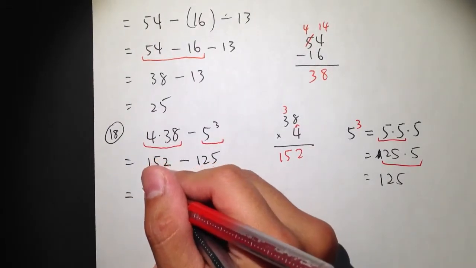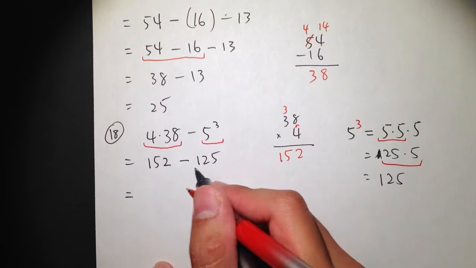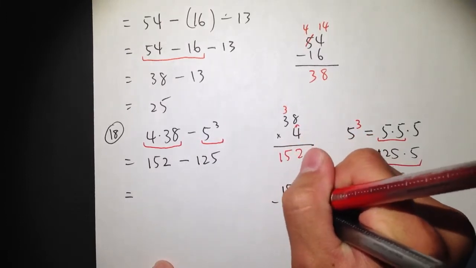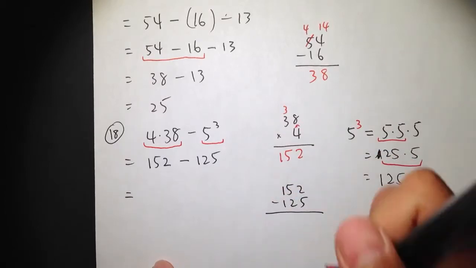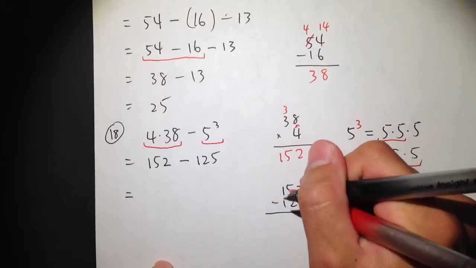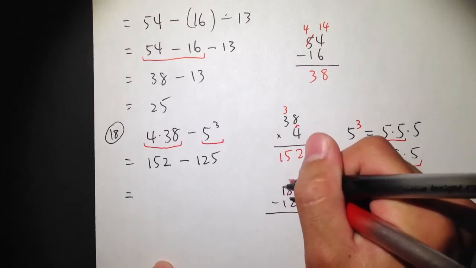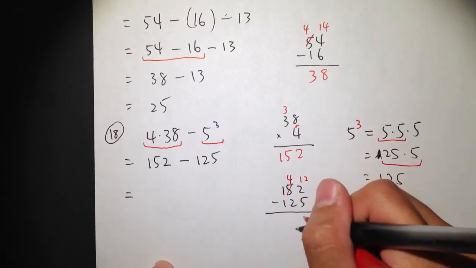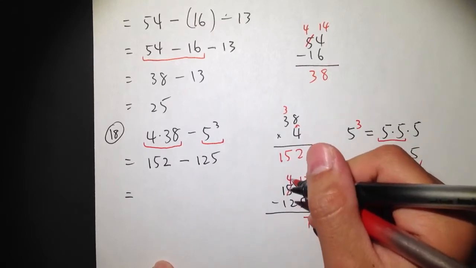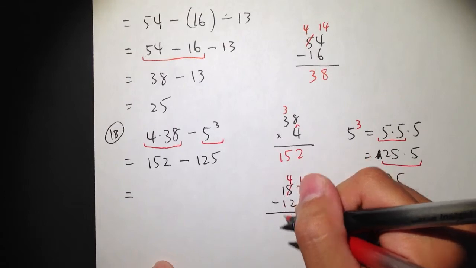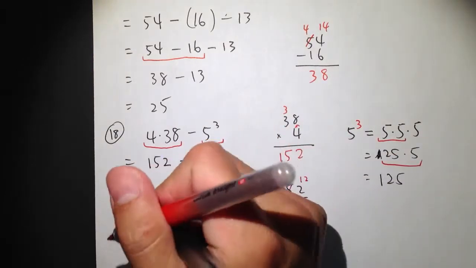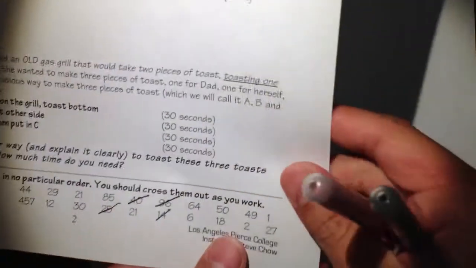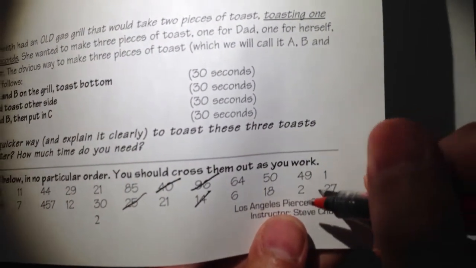Next, we just need to finish this up by doing 152 minus 125. So let me do it right here. 2 minus 5 doesn't work. Borrow the 10, so cancel this, it becomes 4, and this is 12. 12 minus 5 is 7. And then 4 minus 2 is 2. 1 minus 1 is 0. So the result of this is equal to 27. And you see 27 is right there.